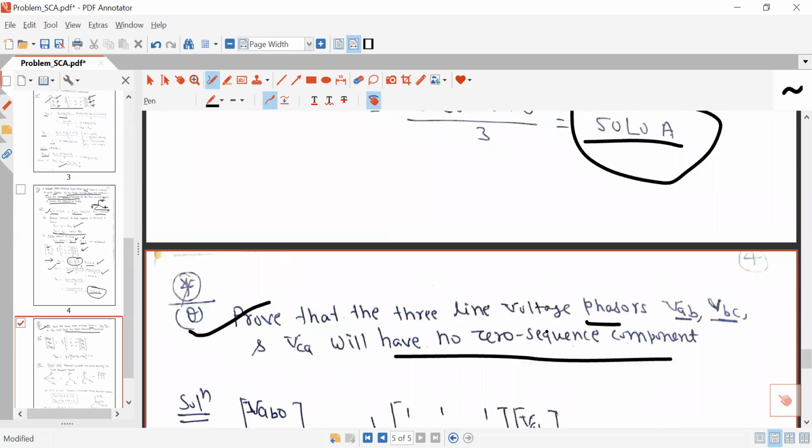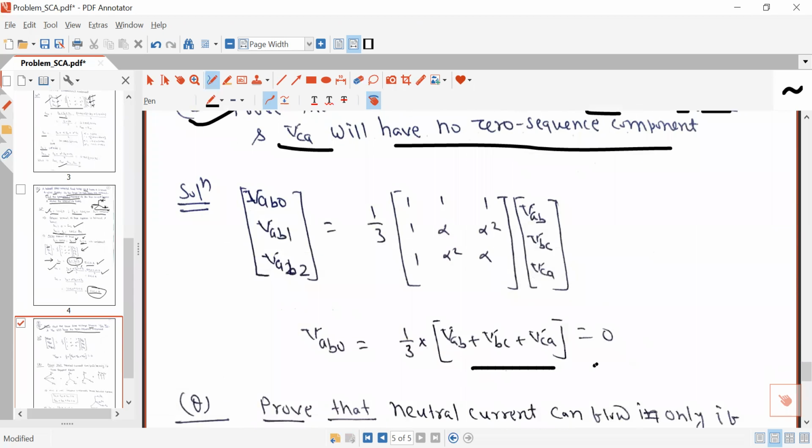So the zero sequence component for these three phasors will be the average of these three, VAB plus VBC plus VCA, divided by 3. But when you add these three voltages, it comes to 0. So 0 by 3, you will get 0. This I have also covered in the previous lecture, where I discussed that delta connection will have no zero sequence component of voltage. So go through the previous video where it is discussed.